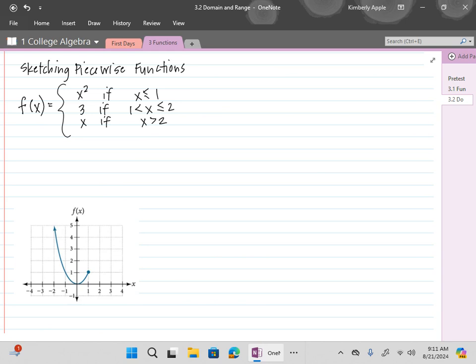There's no overlap in here, because if we did, we'd be violating the definition of function. So there are never going to be overlaps when you're working with these. It's just going to be pieces of the domain.